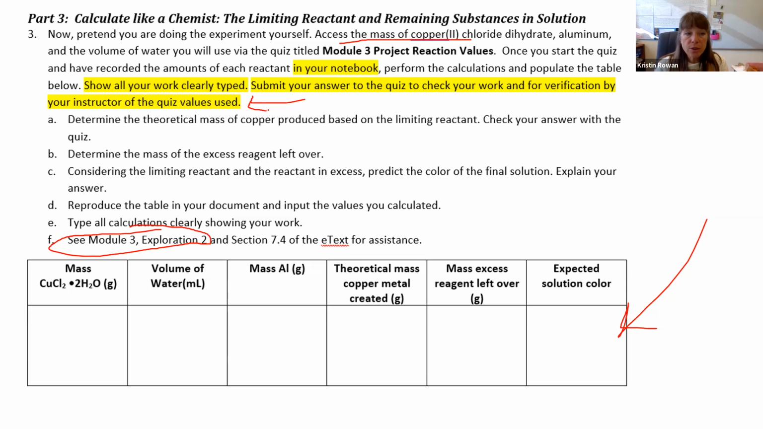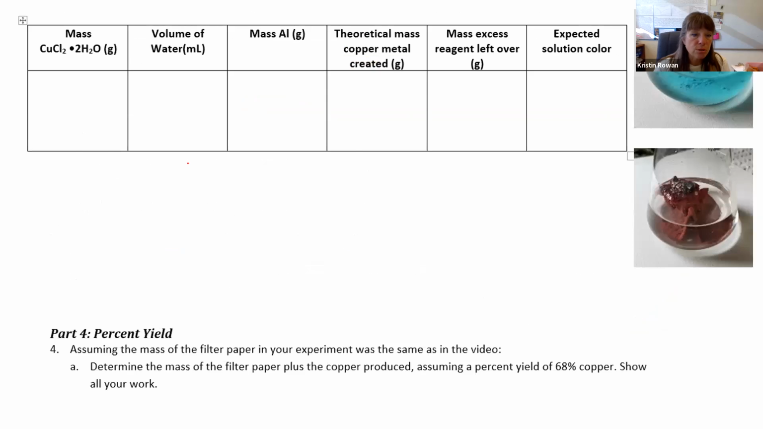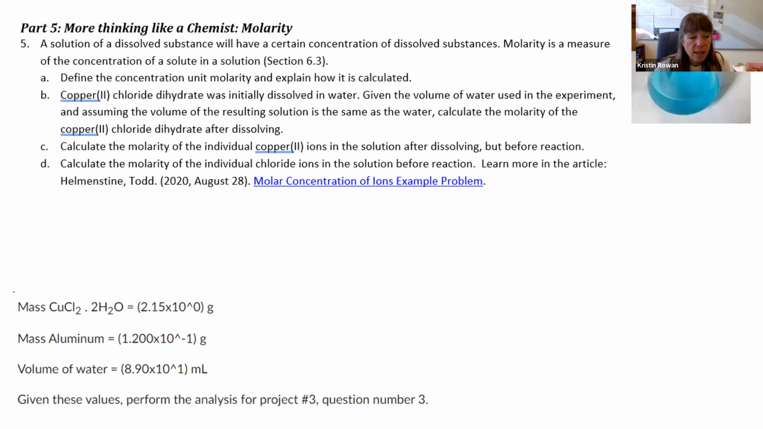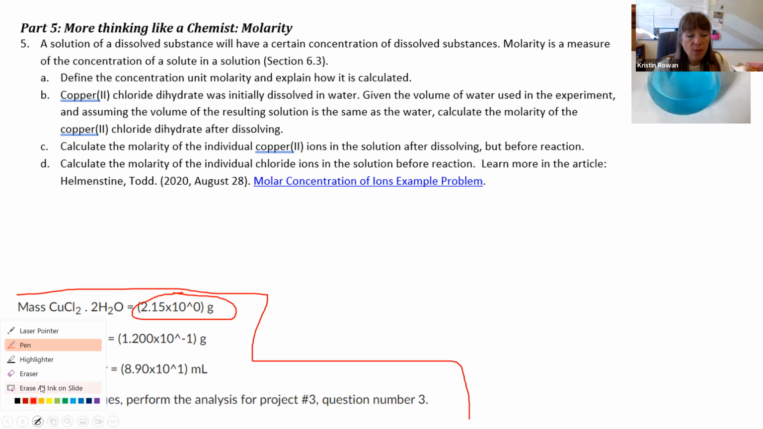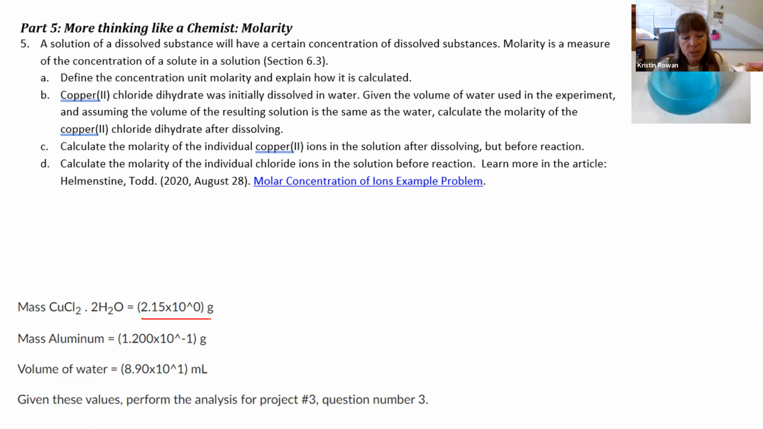Okay, so what are we going to do with those? Let me just jump over there to show you. There it is. On this slide, this is what you would get out of the quiz. You'd get a mass of copper 2 chloride dihydrate. And these quizzes represent values in scientific notation. You see them here. This is 2.15 times 10 to the 0 grams.